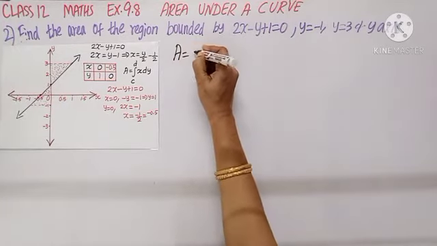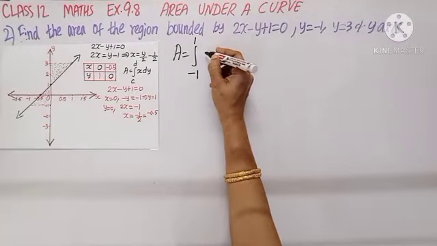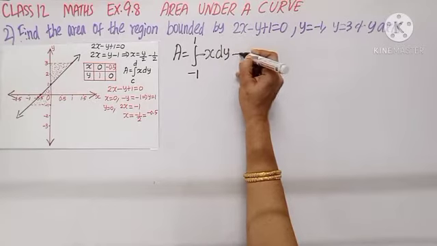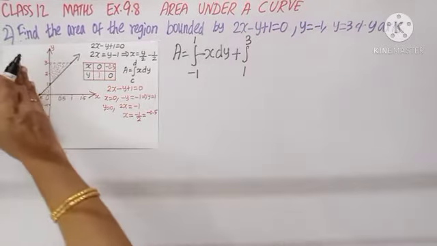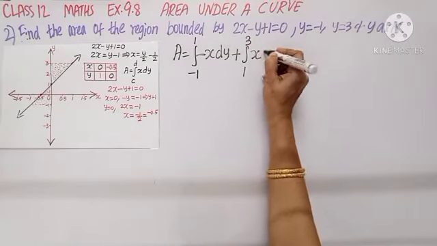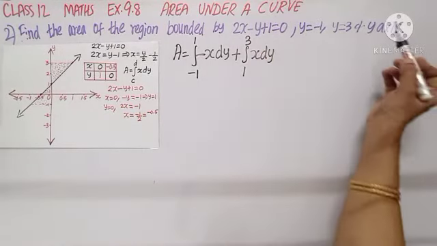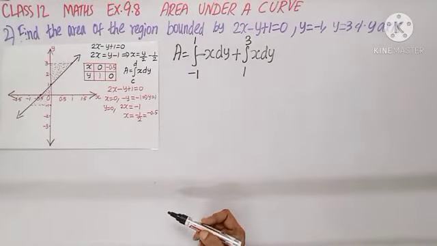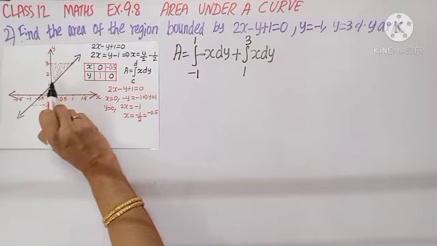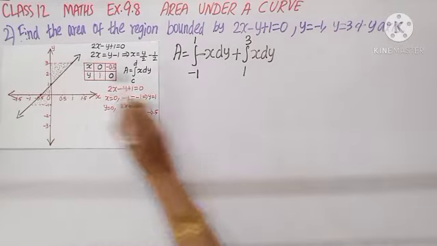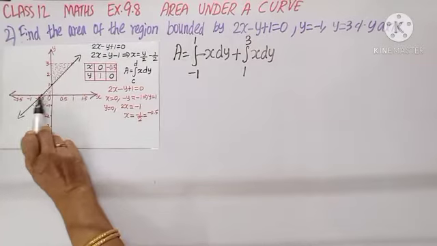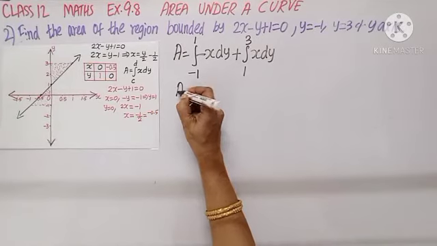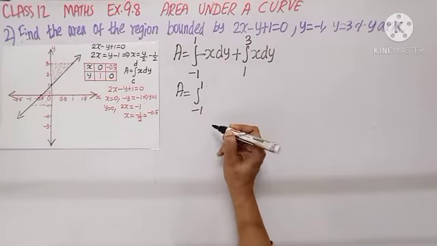Area equals the integral from -1 to +1, it is to the left, so minus x dy, plus the integral from 1 to 3, it is to the right, so I have plus x dy. When it is about the y-axis, the formula is x dy. If the shaded portion is to the right of the y-axis it is plus x dy, and to the left of the y-axis it is minus x dy. As we substitute, A equals the integral from -1 to 1.